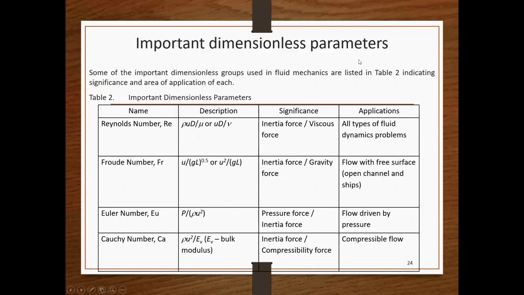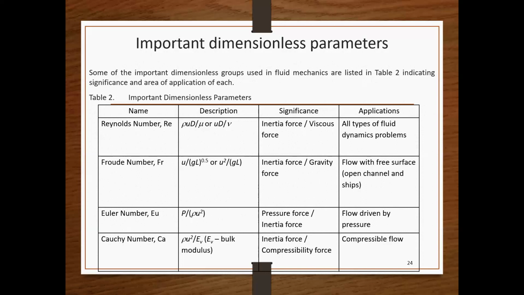Important dimensionless parameters, once you form them, have names. Some of the important dimensionless groups used in fluid mechanics are listed in the table, indicating the significance and area of application of each. For example, the Reynolds number, Re, is rho U D over mu, or U D over nu, where nu is the kinematic viscosity. It is the inertia force over viscous force. Application: all types of fluid dynamics problems.